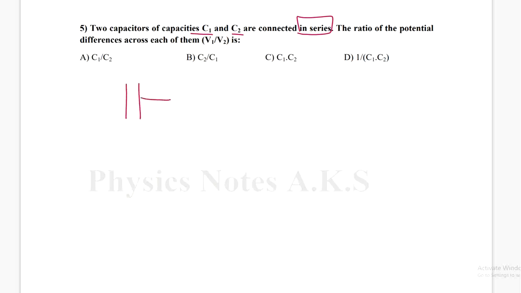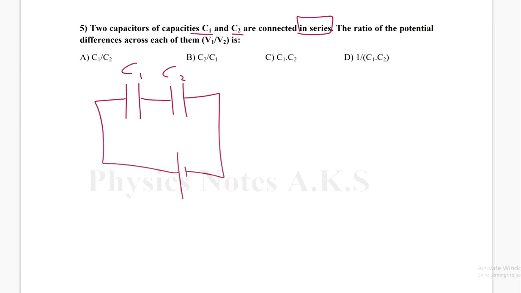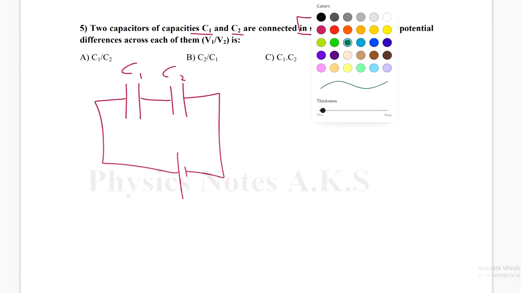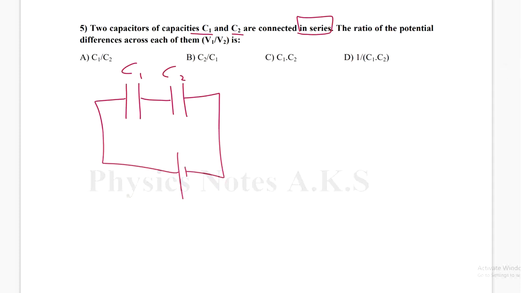Maybe the drawing will help. As you can see, two capacitors connected in series here with the battery. I have here C1, I have here C2. Let's remember the properties of the series connection.